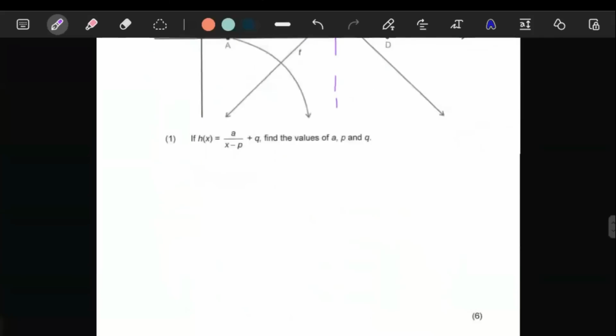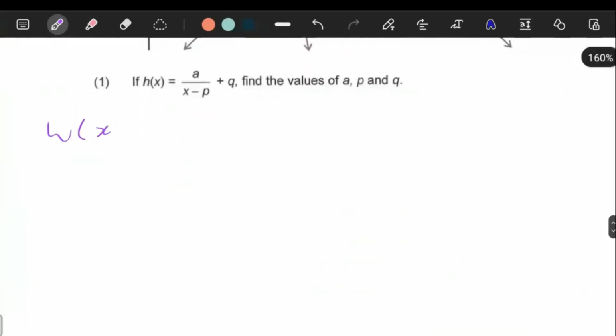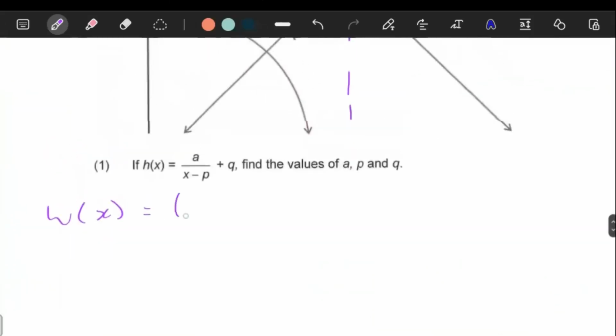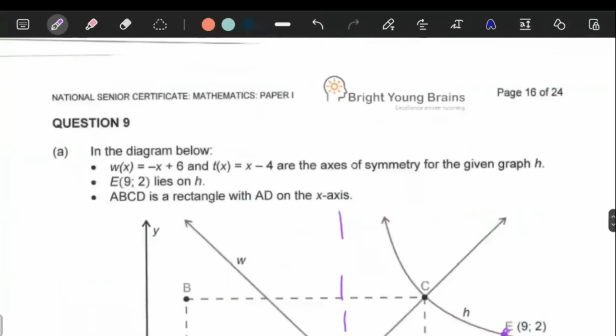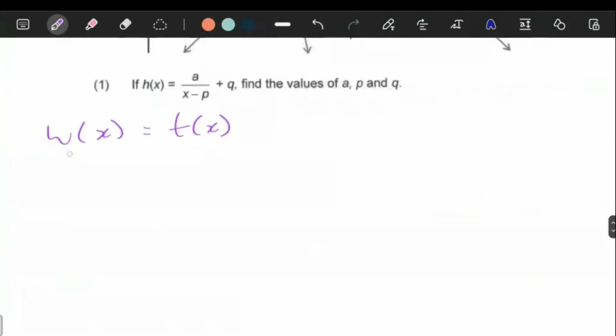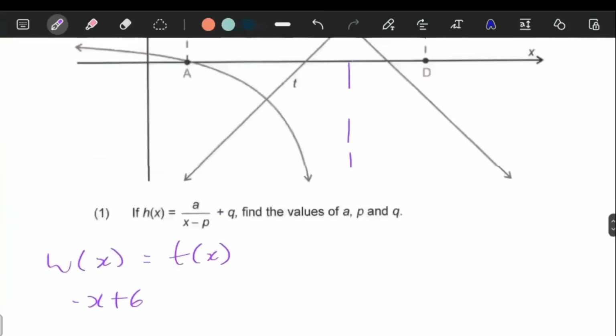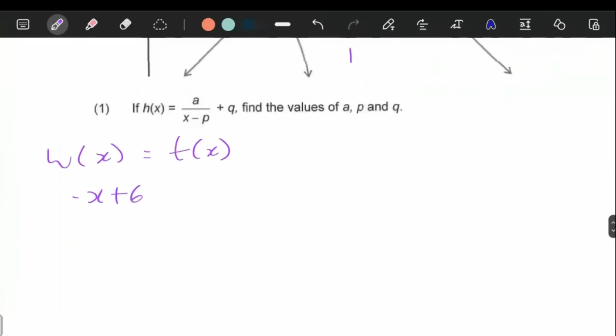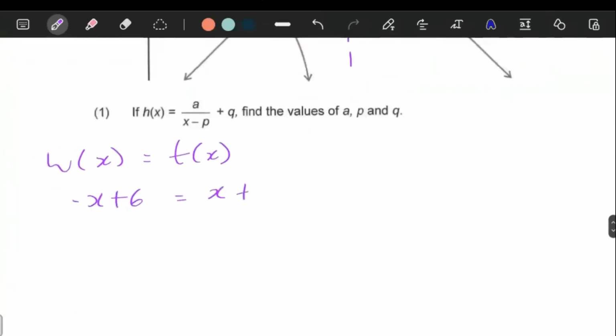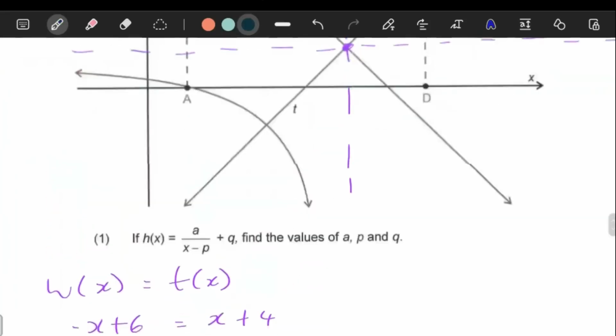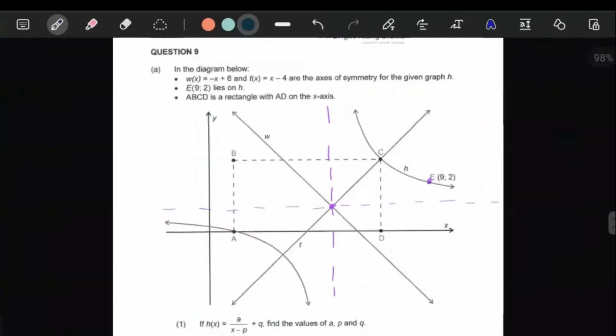So let's do that. Let's equate W with the equation of T. The equation of W is negative x plus 6. The other one is just x plus 4. Putting these on one side, you can have x plus x, numbers on one side, 6 minus 4. x is 2, is equal to 2x. 2x is equal to 2. Divide both sides by 2. You see here the x value where they meet, plus 1.